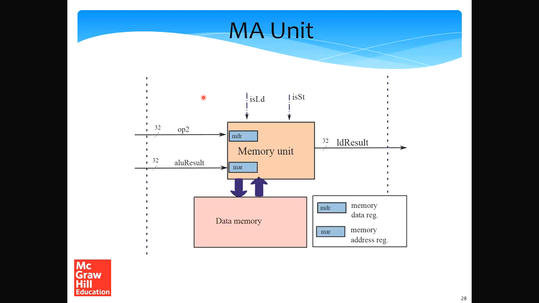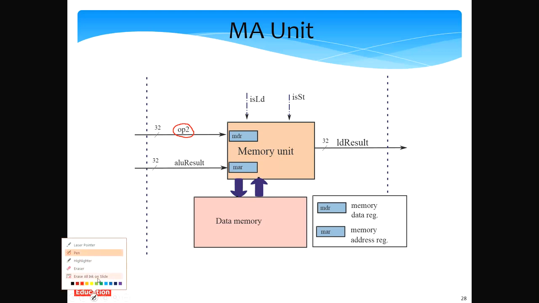So let us now consider the fourth stage, which is the MA unit, or the memory access unit. The memory access unit is very simple. It has a memory unit which is connected to the data memory. Inside the memory unit, let's first take a look at the inputs. What is it that it requires? For loads and stores, we actually require different things. So let's first take a look at loads.